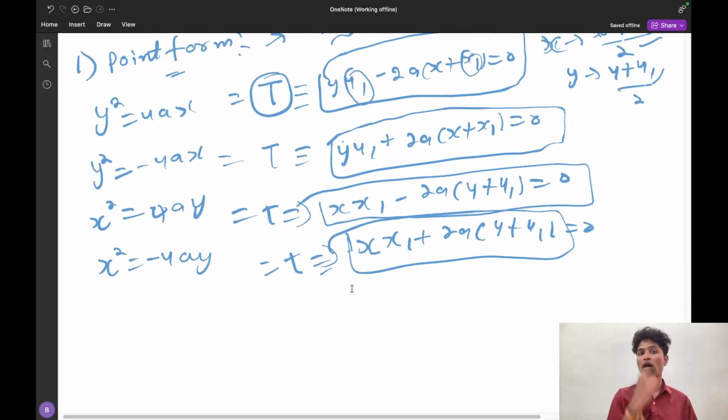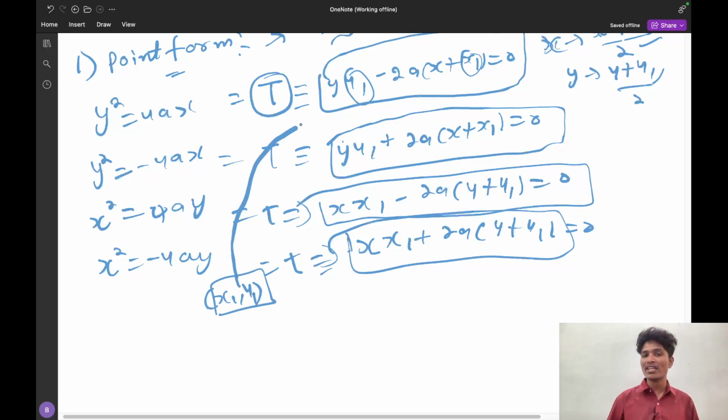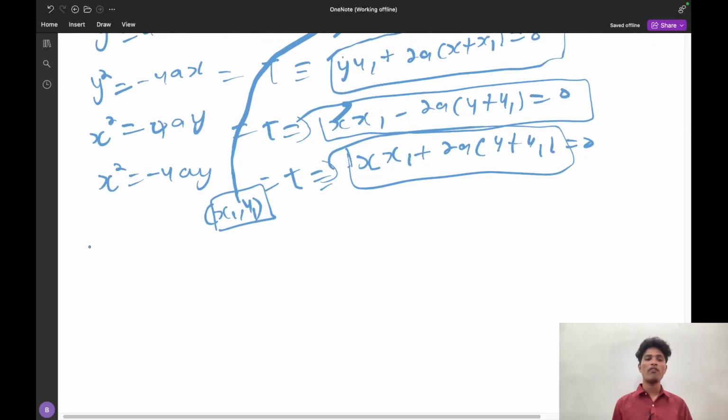This is the point form. Everything is discussed. And what is the point of contact of the tangent to the parabola? It will be x1 comma y1. You have to understand what the point of contact is, x1 comma y1, because we have to write the point of contact in the equation itself in order to find the solution. So that is the reason the point form is very easy.